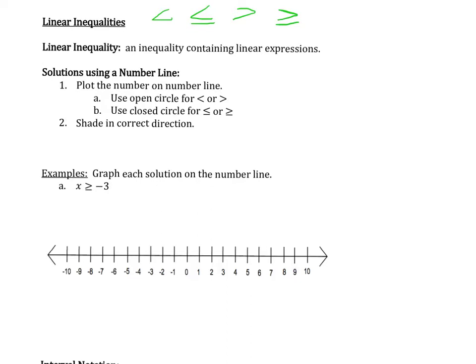Basically, the definition of a linear inequality is an inequality containing a linear expression. I can write an example of one, something like 2x plus 4 is greater than 3. Notice that this is a linear expression since the only exponent on the variable is 1, and that makes this a linear inequality. Here we see our inequality symbol.